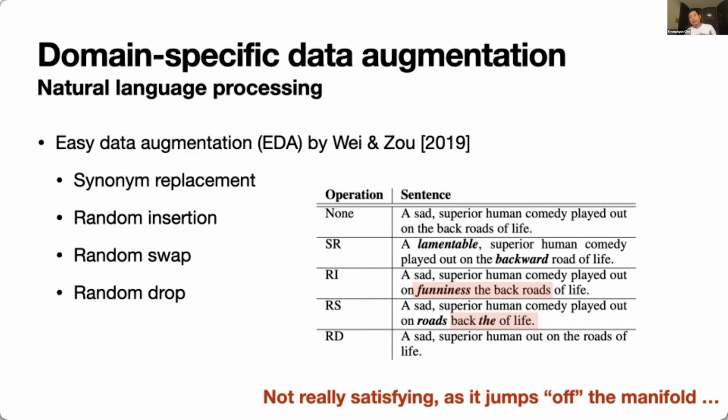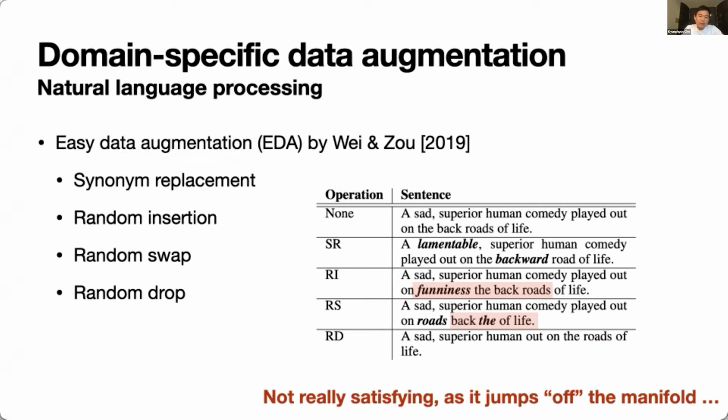All these are domain specific in a sense that, of course, replacing some words with synonyms is largely going to preserve the meaning of the entire sentence. Randomly inserting one or two words often does not break the meaning of the sentence completely. It just makes it an ill-formed sentence. Random swap, random drop, all the same thing.